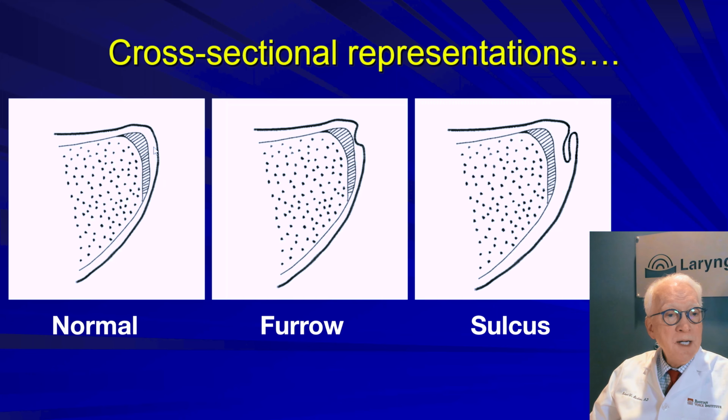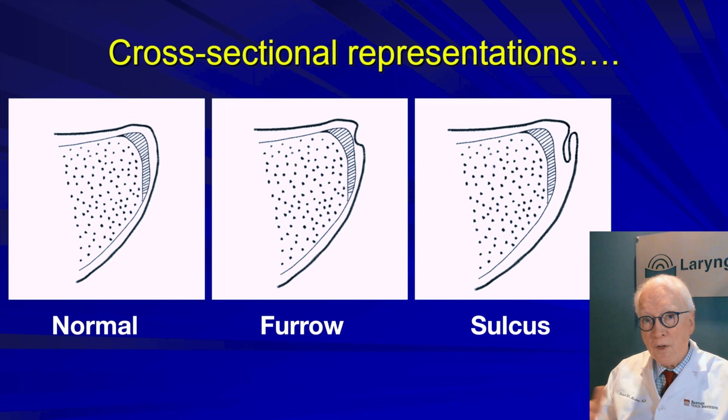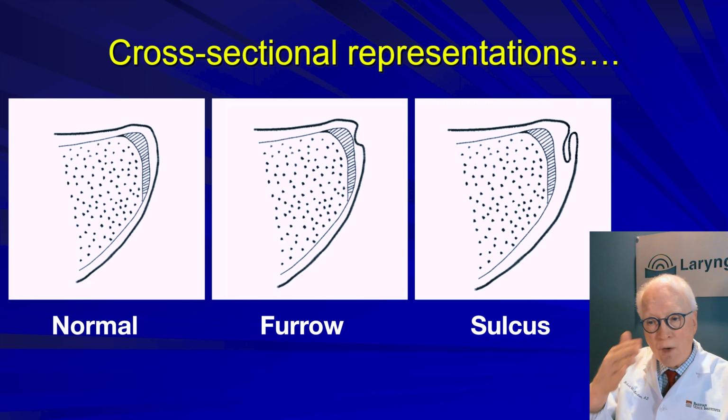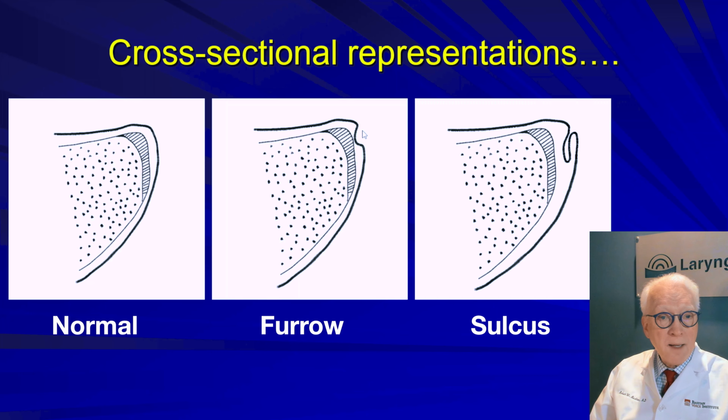Cross-sectional representation here is normal. We see the muscle, the ligament, and then the epithelium, the mucosa, that is stretchable. And then the furrow, we see the epithelium is almost adherent to the vocal ligament. We've lost the rubber band layer here. And in the sulcus, we keep some of the rubber band depending on how thick the mucosa is. Remember, this is most often an overuse phenomenon, and so oftentimes the vocal ligament, the mucosa is thickened. You see a rounded swelling and not just the slit, and that would make it more likely.